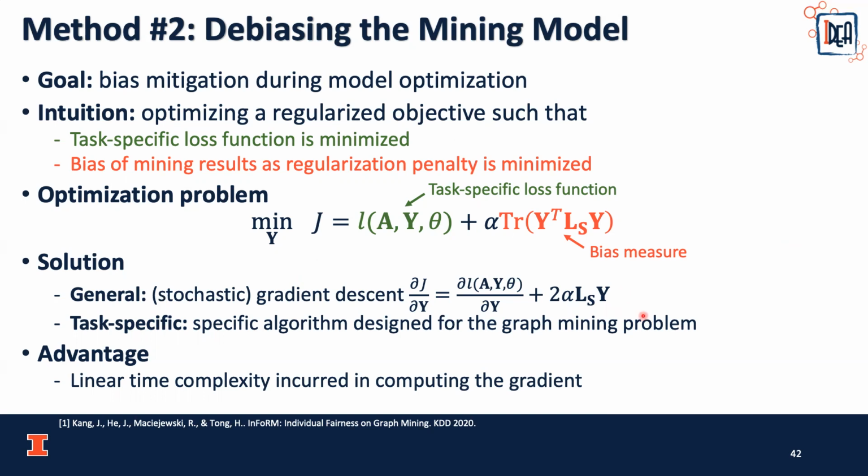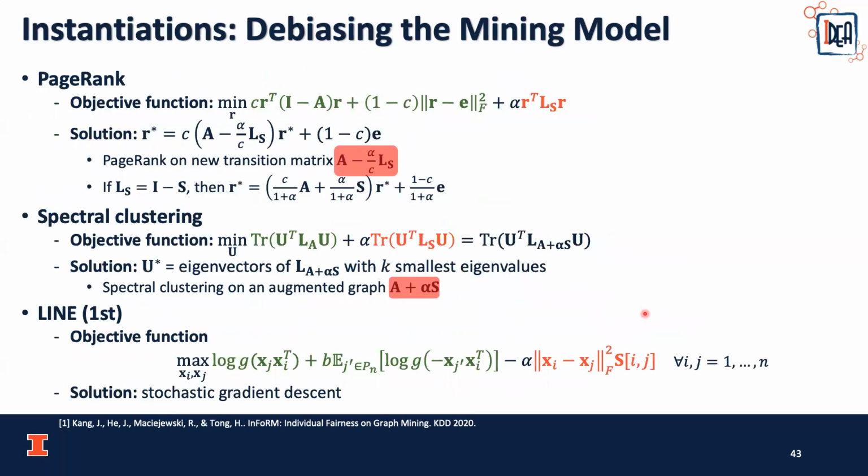And in addition, we can also have a task-specific solution that can be applied to a specific graph mining algorithm. And the details of debiasing the three graph mining models we talked about before are listed here. We will not go into details about each method, but a short summary is that for PageRank and the spectral clustering, we designed a specific solver that runs the mining algorithms on the augmented graph, as shown in this red box. And for the first order line, we use the general solution to optimize it with stochastic gradient descent.